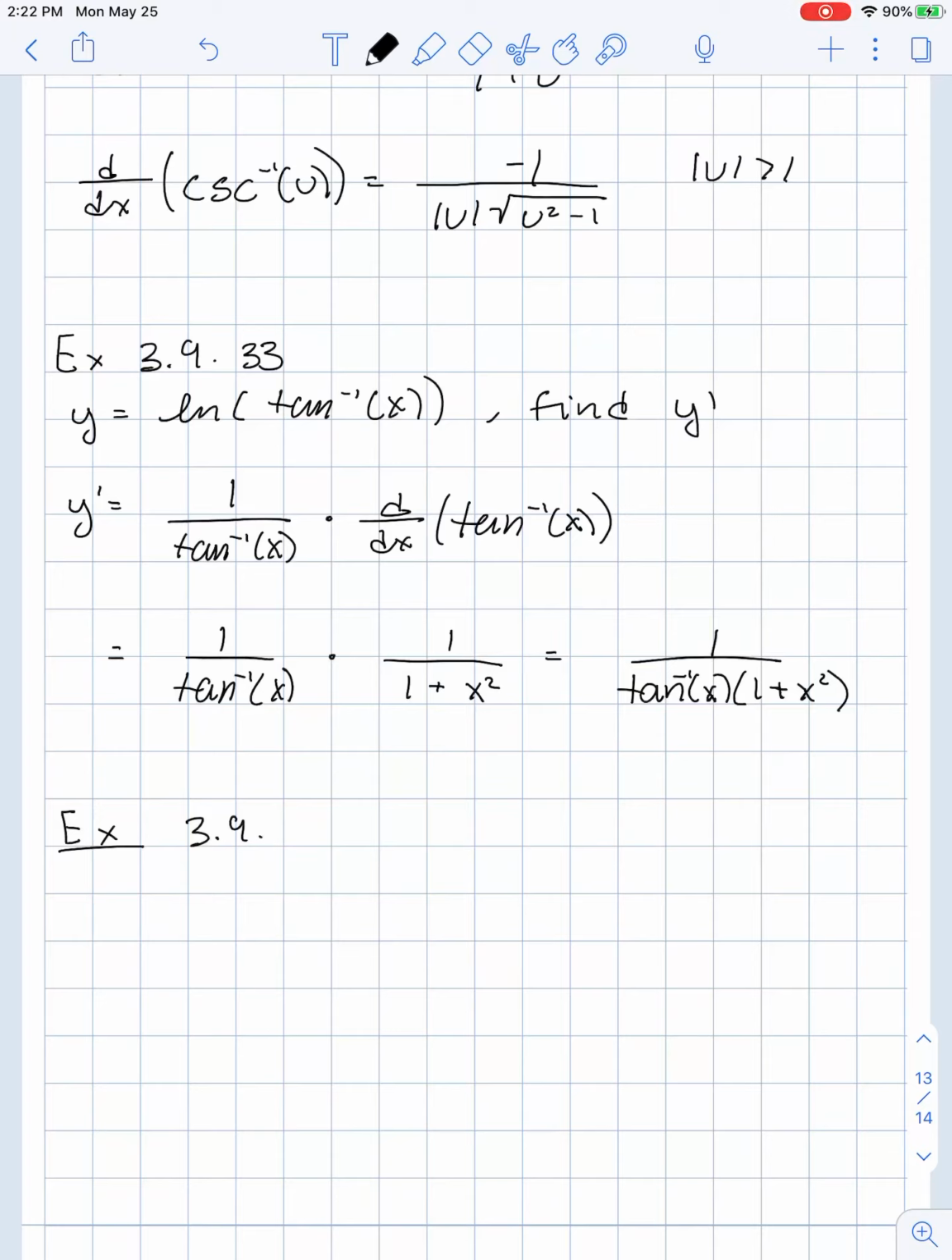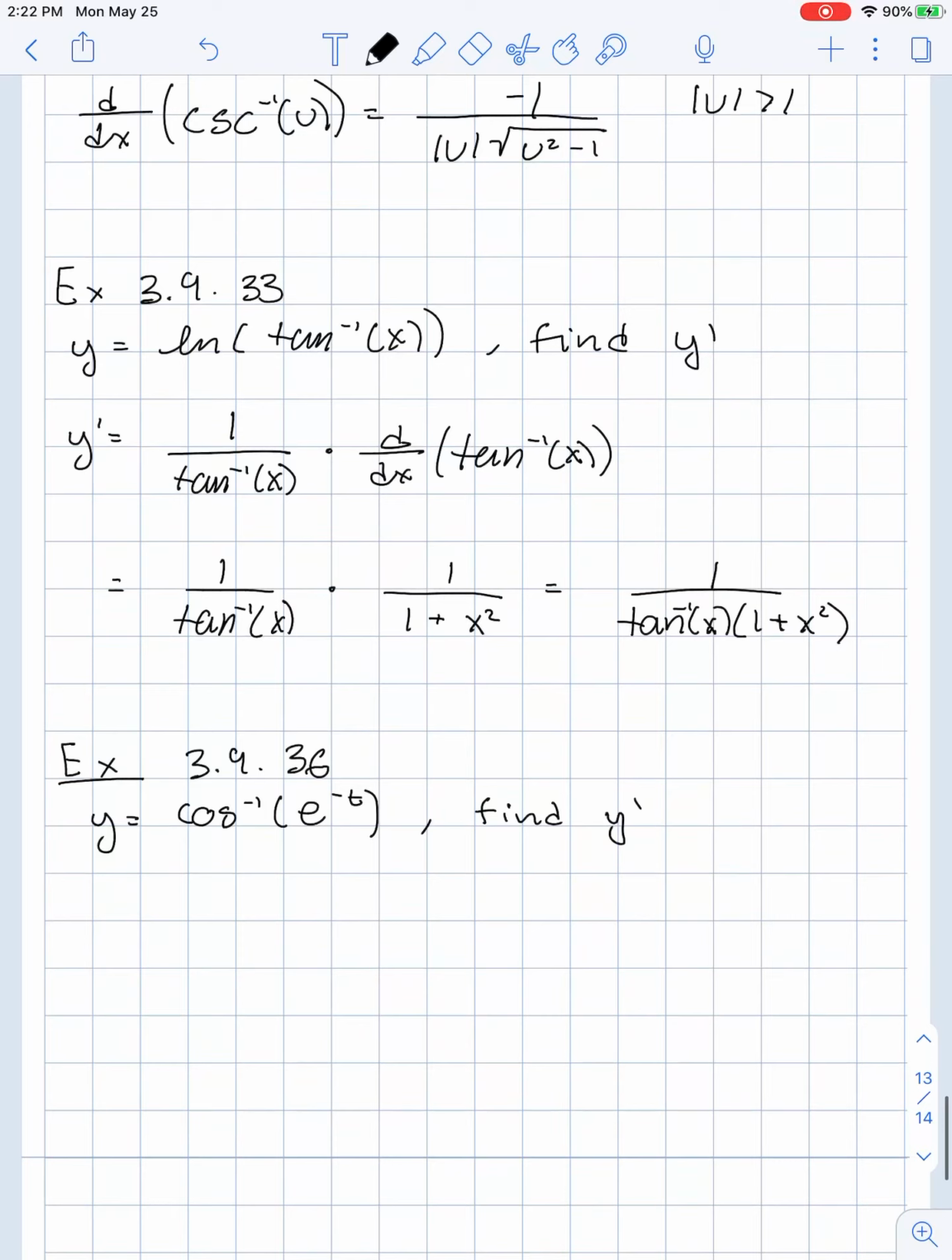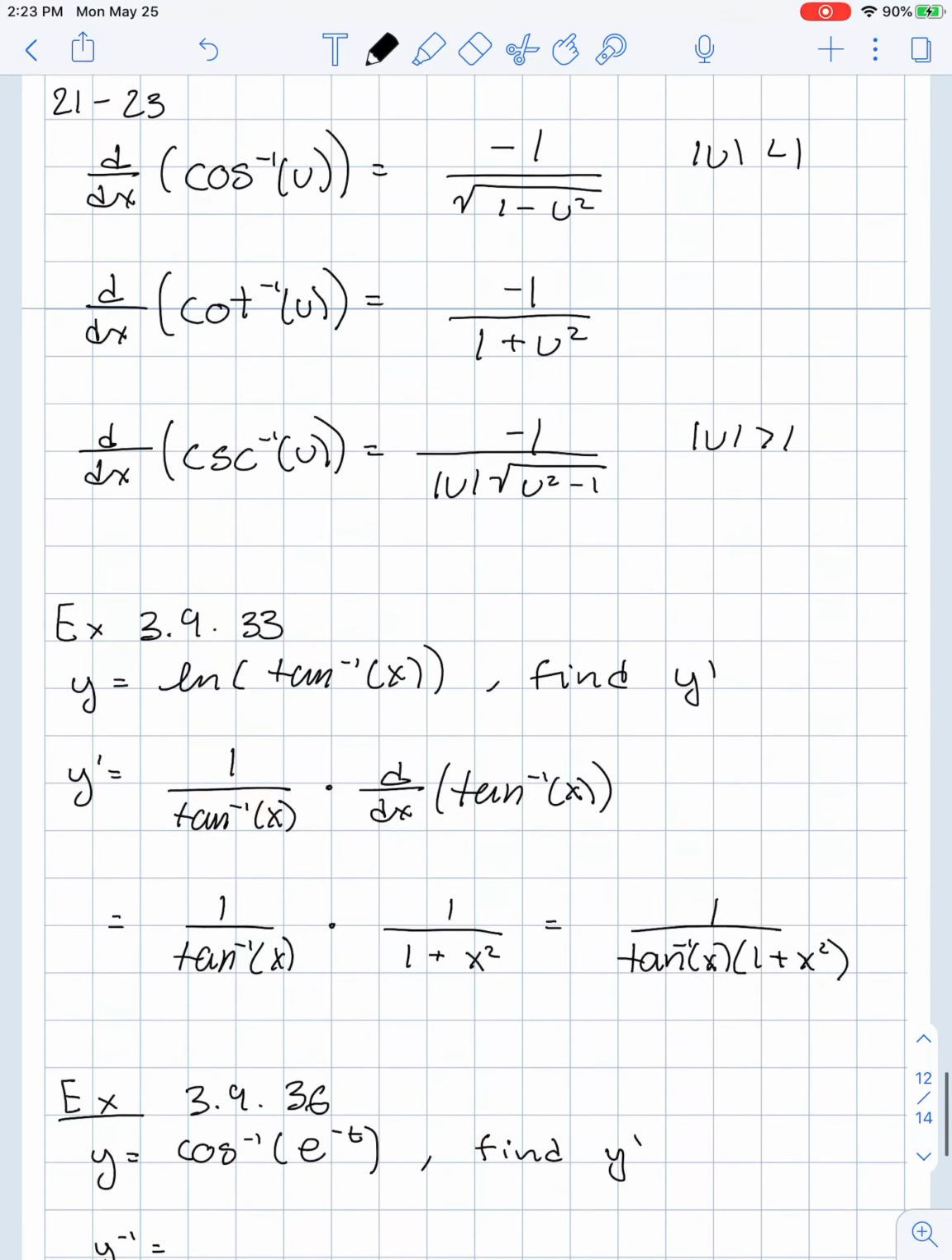And this is 3.9.36. And we're given that y equals cosine inverse of e to the negative t. And you guessed it, we're going to find y prime. Okay, so my outside function is cosine inverse, and my inside function is e to the negative t. So y prime, I'm going to do cosine inverse's derivative, which I know up here is negative 1 divided by square root of 1 minus u squared.